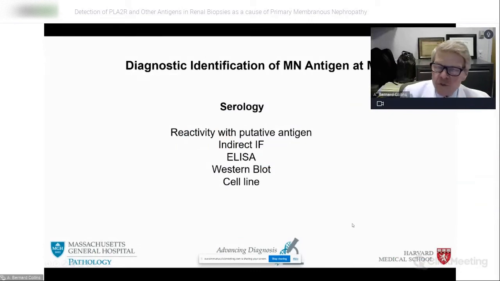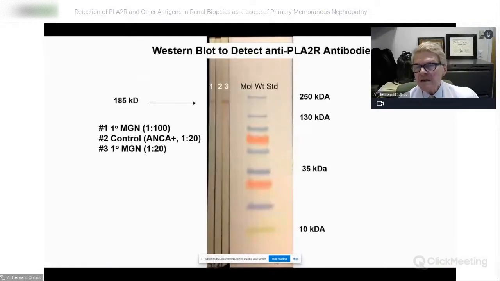The other tool that is available for the identification of two of the autoantibodies in membranous is to use serological techniques. And soon after the report of Larry Beck and colleagues, we set out to come up with an assay that would allow us to detect in the serum of patients with PLA2R membranous an antibody to the phospholipase A2 receptor. And we developed a Western blot assay.